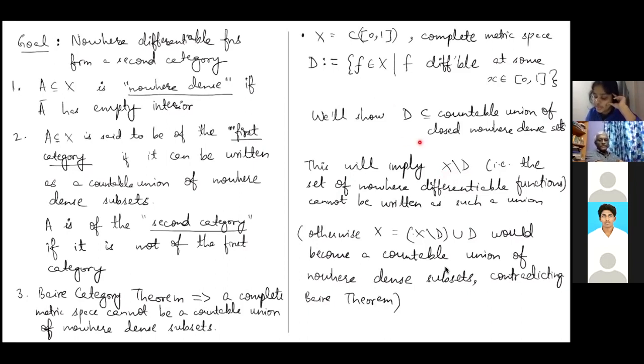If we show this, then we get what we want, because if we could have written X minus D as a countable union like this, by putting those sets together, we could have written X as a countable union of nowhere dense subsets, which we know is not possible. So just proving this will be enough for our purposes. So that's what we'll do. We'll show that D is contained in a countable union of closed nowhere dense subsets.